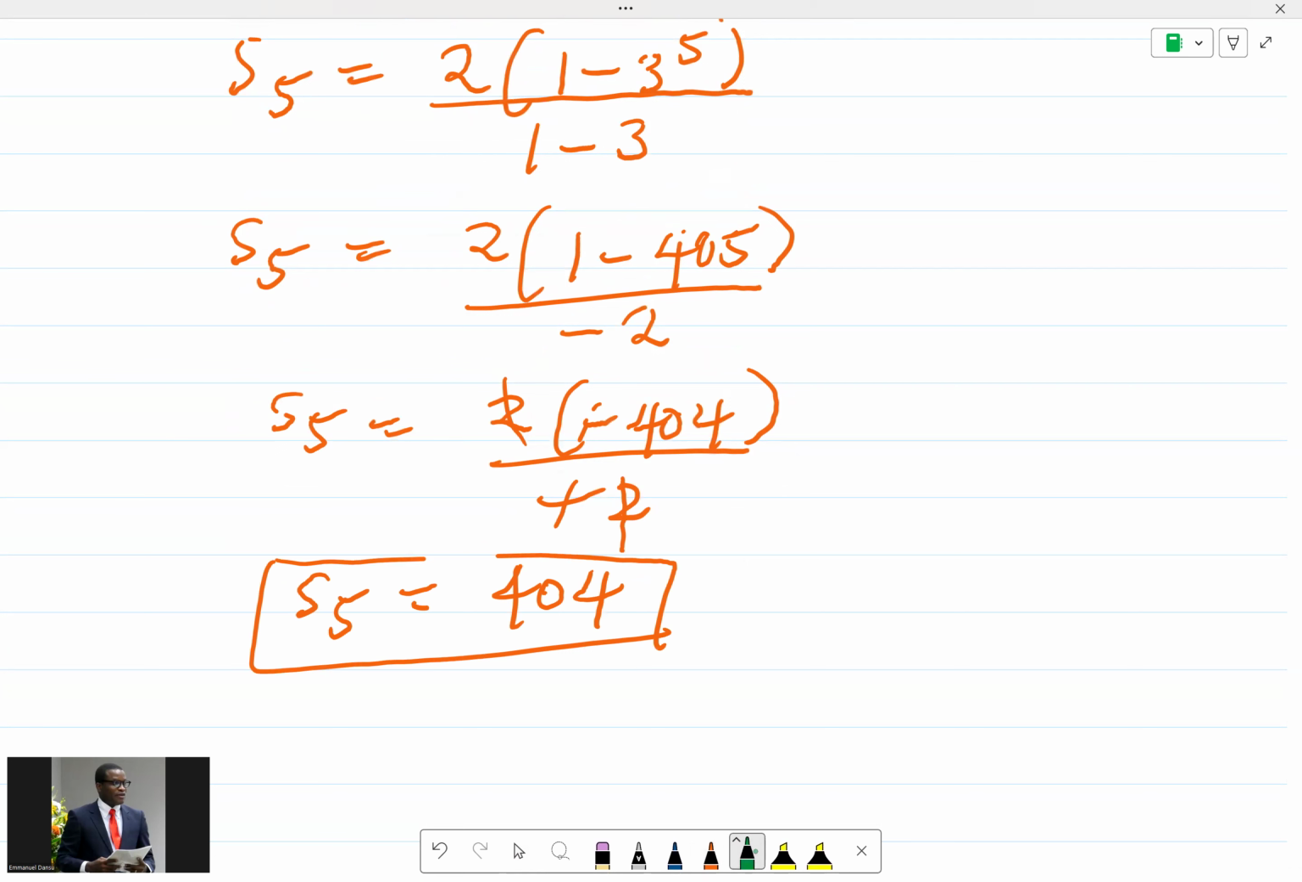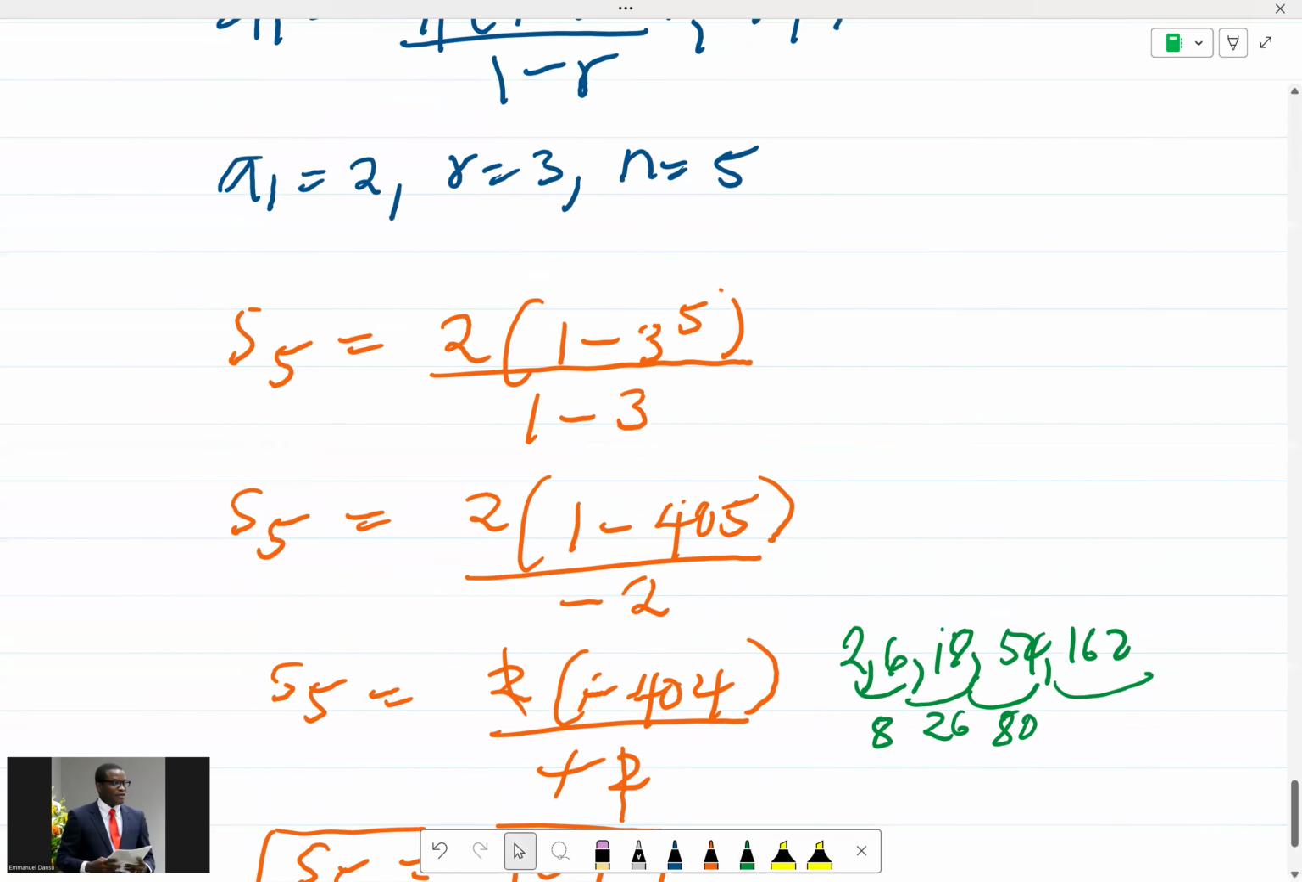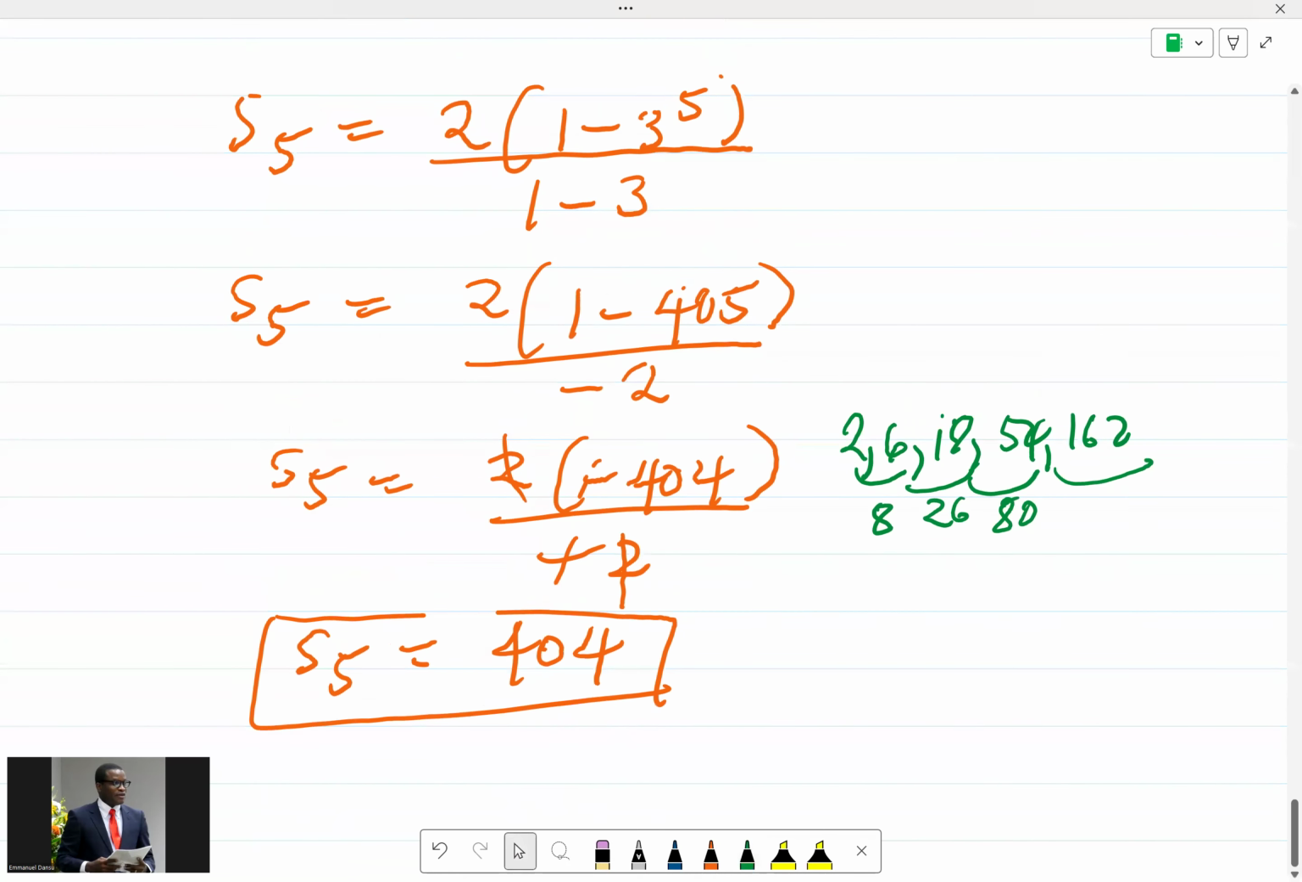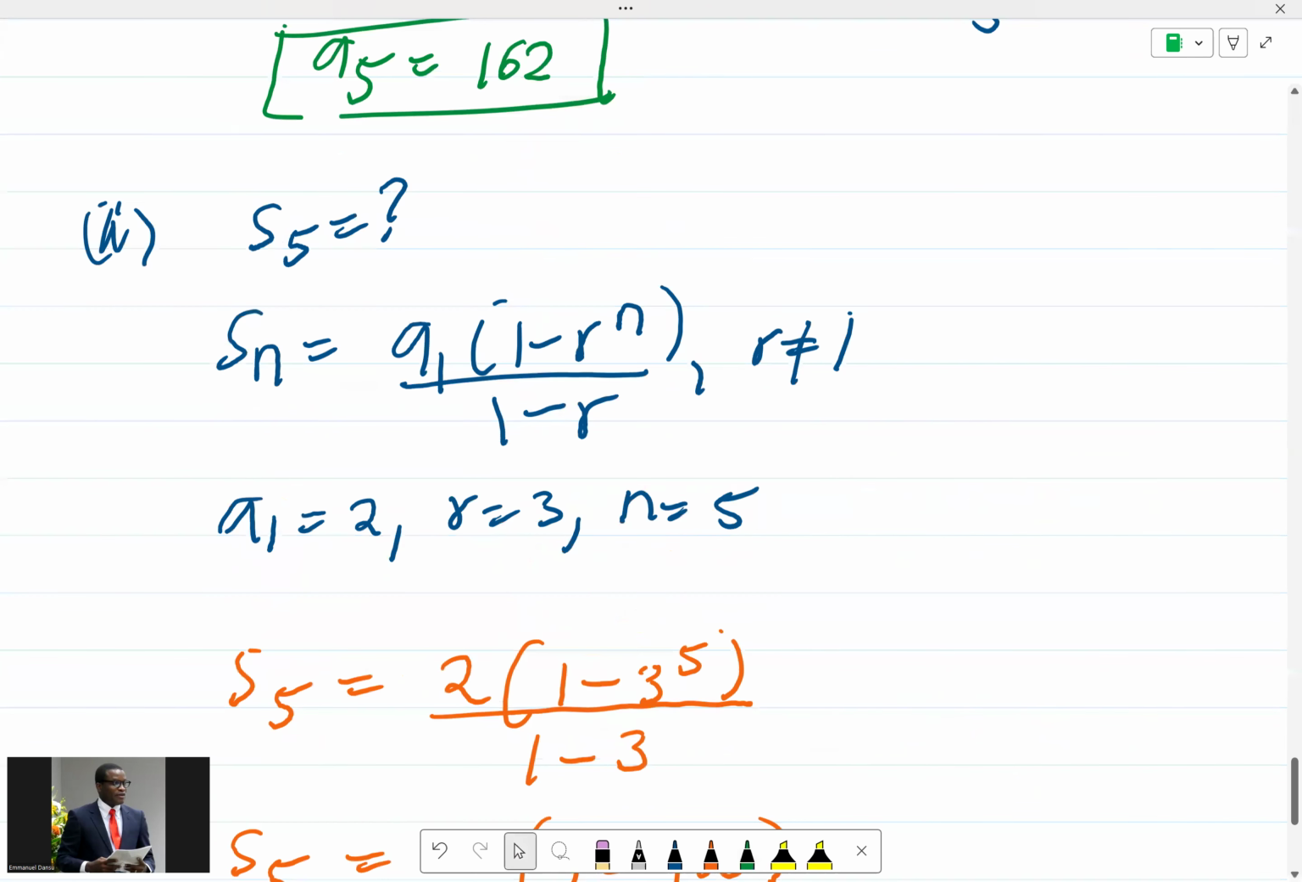Can we check that out? We have 2, 6, 18, 54, and 162. So 2 plus 6 is 8. 8 plus 18 is 26. 26 plus 54 should be 80. Then 80 plus 162. I guess something is not right. Sum to the fifth term, 162. So let's see what's actually wrong here.